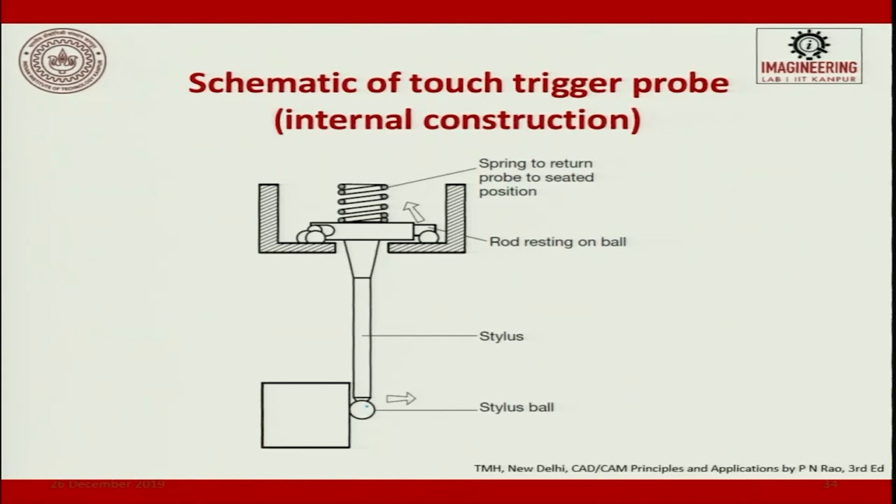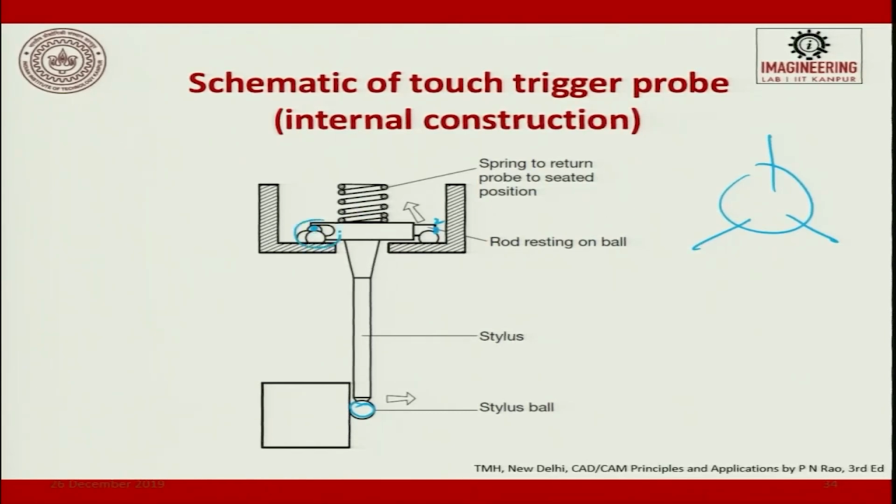So, you see here, this is the stylus ball, this is the stylus. This is resting, it is a 3-dimensional one. It is resting at 1, here you will have 2 and on the back side you will have 3, at 60 degrees each, almost. This is the resting position where this probe is sitting, and a spring returns the probe to the seated position. This stiffness is very important. This stiffness makes sure that the probe always sits in the exact position.